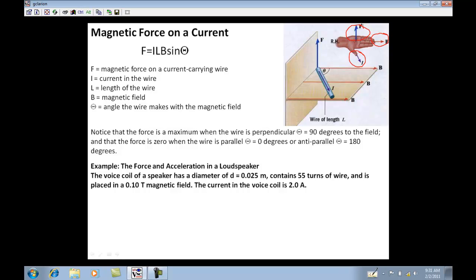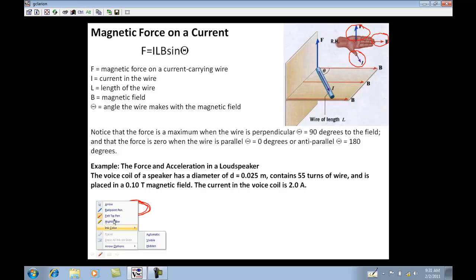In this example, it says the voice coil of a speaker has a diameter of 0.025 meters, contains 55 turns of wire, and is placed in a 0.10 Tesla magnetic field. The current in the voice coil is 2 amps. So here's essentially what we've got: 55 turns of wire, and a magnetic field.